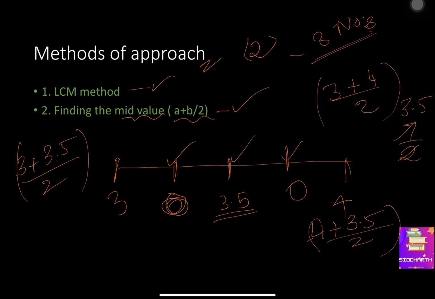So that's how you will find it, by finding the average or middle value, a plus b by 2. You can also say it as the mean, right? Okay. Now next is the LCM method. Most of you will be knowing it.